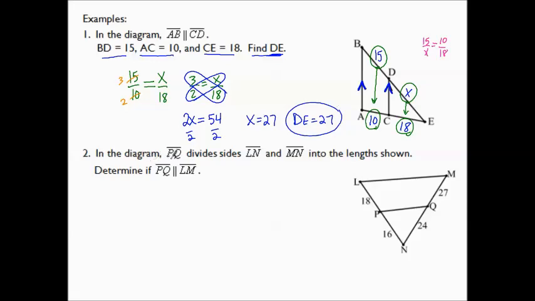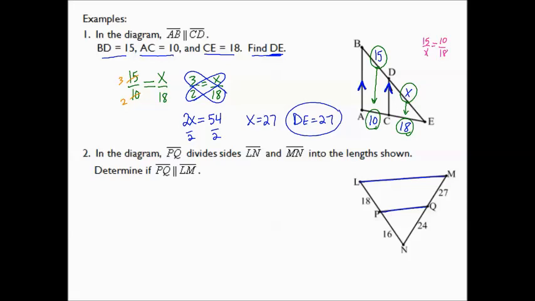In this diagram, segment PQ divides sides LN and MN into the lengths shown. Determine if PQ is parallel to LM. Determine if they are parallel. We don't know that PQ is parallel to LM. That was not given. We're trying to figure out if they are parallel. That's the converse of that proportionality theorem. Let's see if the sides are divided proportionally.